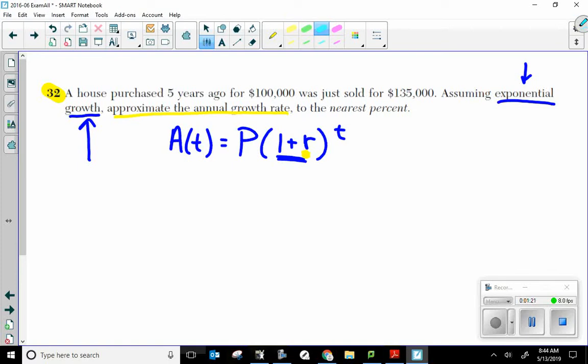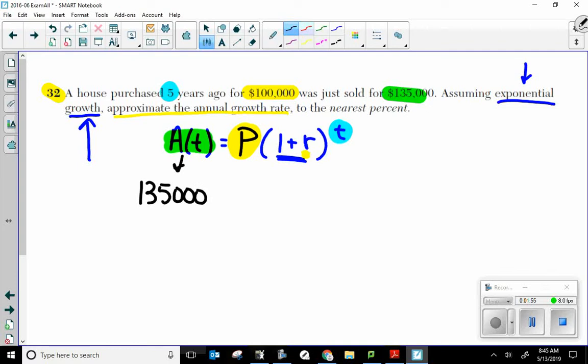it was purchased 5 years ago. That should be my time t. It was purchased for $100,000. That was the principal. It was just sold 5 years later for $135,000. That's going to be the end amount after that 5 years of growth. So we're going to plug those values in and see what growth rate we get to the nearest percent.